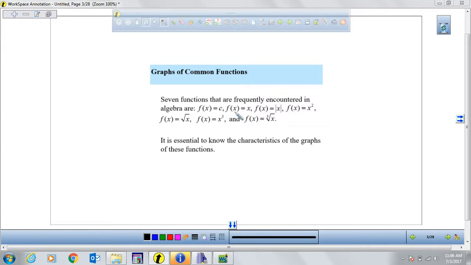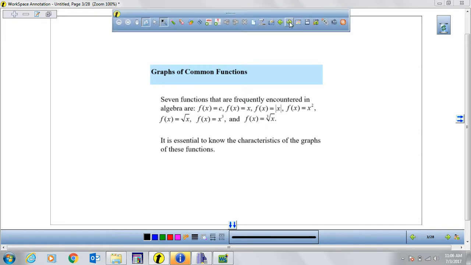These are the different types of common functions that we talked about, such as f of x equals c, f of x equals x, f of x equals absolute value of x, f of x equals x squared, f of x equals the square root of x, and f of x equals x cubed, f of x equals the cube root of x. So these are the different families of functions.